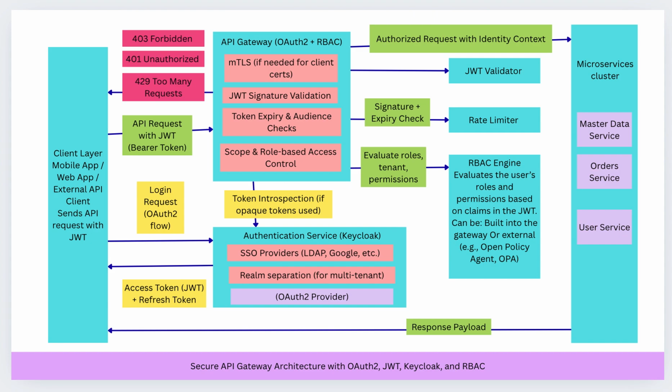Then we have EXP, which is a timestamp for when the token will expire. This ensures the tokens can't be used forever. Once the EXP time has passed, the token becomes invalid and the user must re-authenticate or use a refresh token.